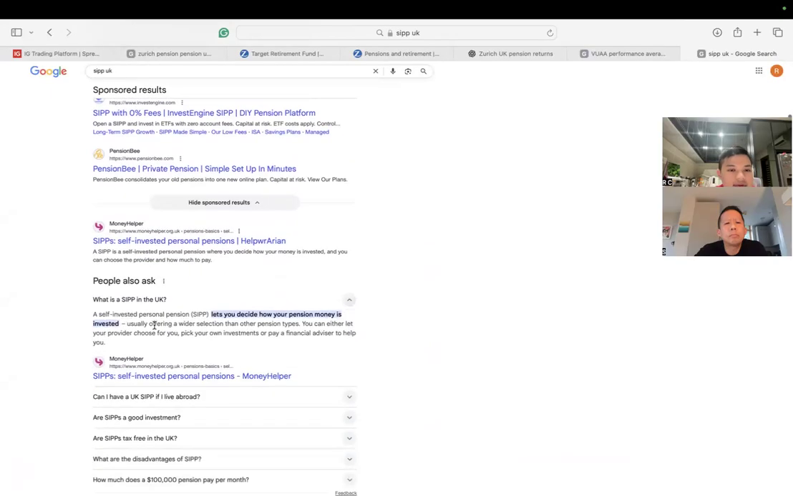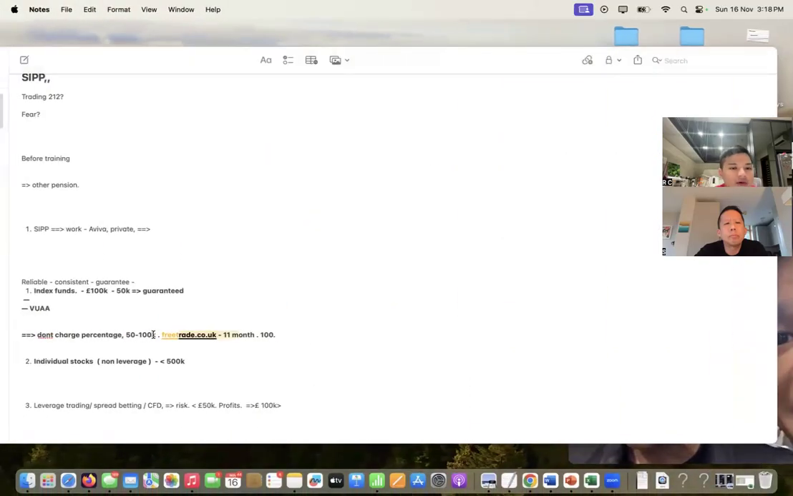What is a SIPP in the UK? SIPP is a personal investor pension. Decide how your pension is invested, offering many things. Yeah, so that's what I recommend. Just open that one, and once you open it, transfer your money there, and then we book a one-to-one. We set it up straight away.